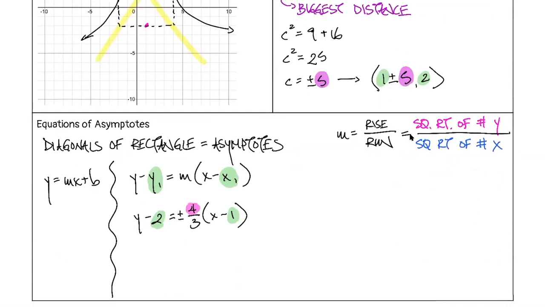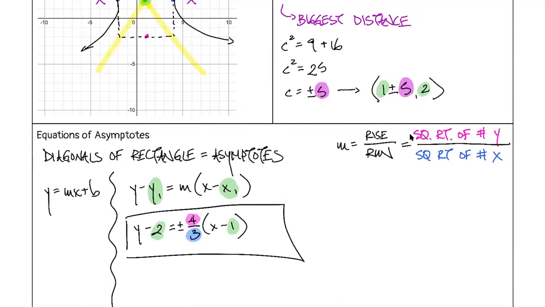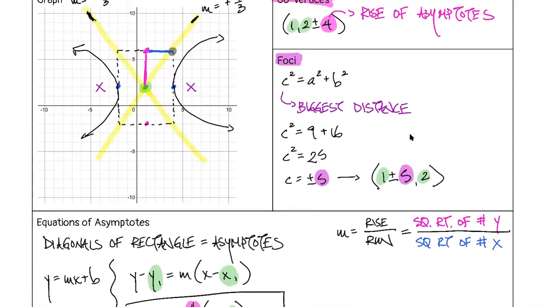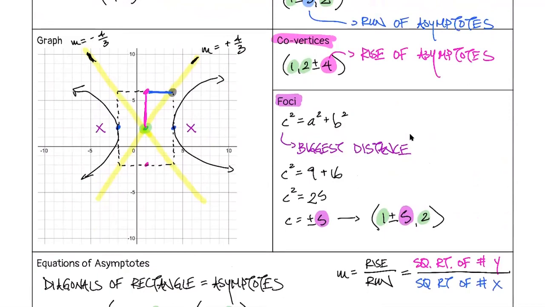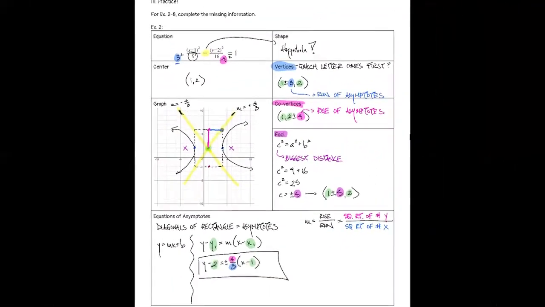So again, rise over run. And that's it. Okay, you have your center point. So you plug those in for x1 and y1. You find your slope by doing rise over run. And then you have the positive version and you have the negative version. All right.